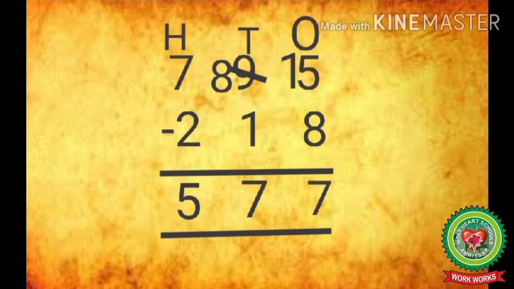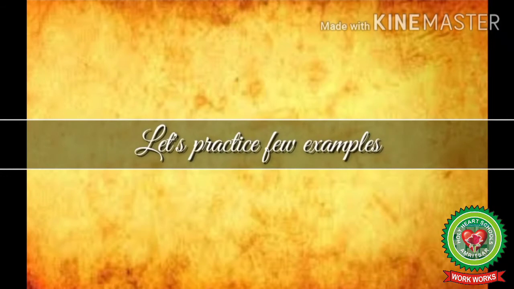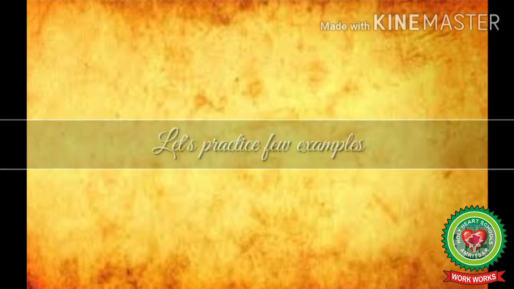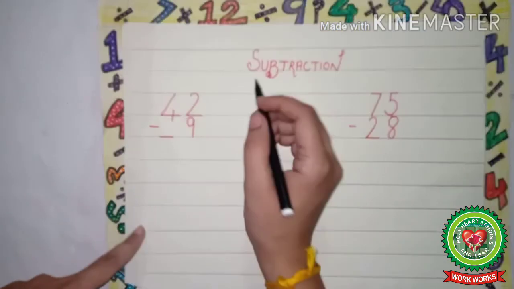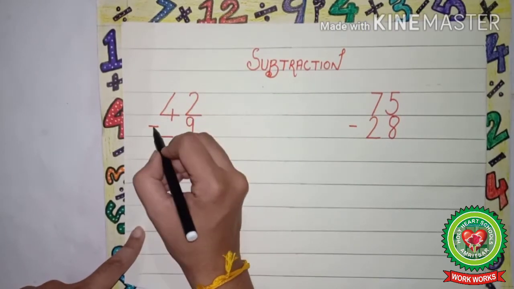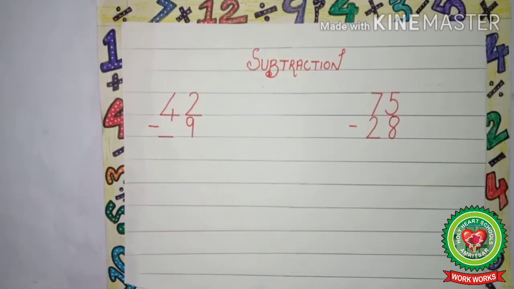It means 795 minus 218. The answer is 577. Now let's practice a few more examples. Subtraction 42 minus 9. Okay, now we have to subtract 9 from 42.